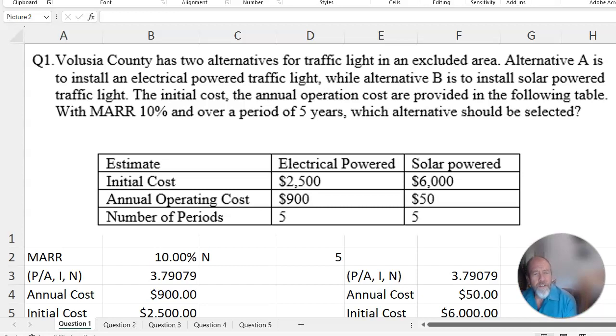Two alternatives for a traffic light in an excluded area. Basically, you need to figure out how to power that light. You have the potential of installing solar power, or you can just run the good old electrical lines. So, different initial costs, different operating costs. Notice that with electrical, you have low installation, high annual operating. With solar, you have high installation, low annual operating. That tells you that at some point you're going to be able to break even.